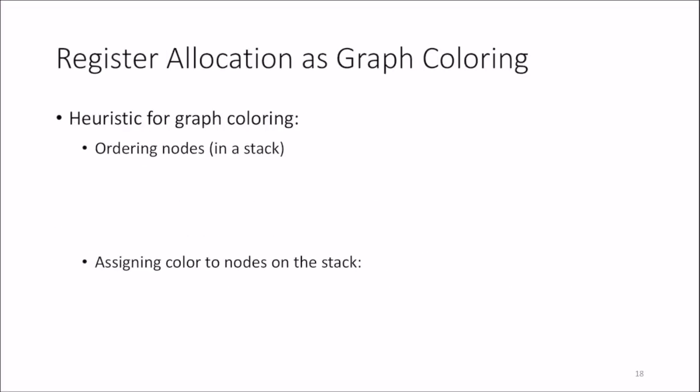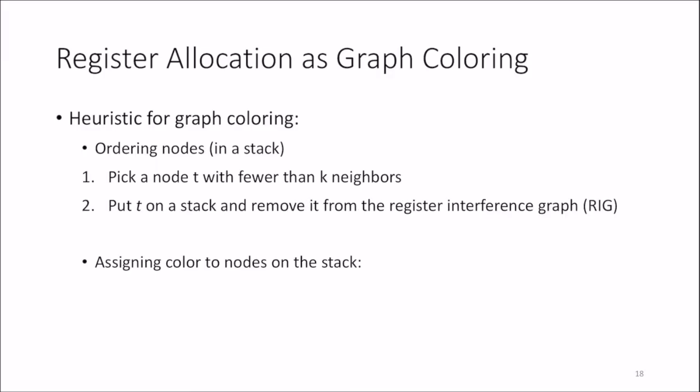So the heuristic for graph coloring is as follows. We would pick nodes and remove them, excise them from the graph, like extract them out, remove the edges, and put them in a stack. So pick a node with fewer than k neighbors, put it on a stack, and remove it from the register interference graph.